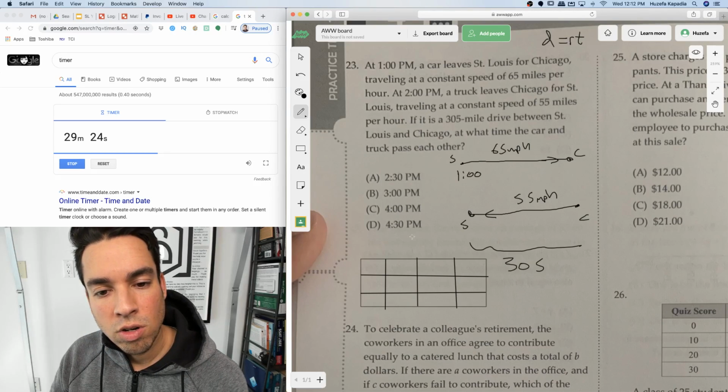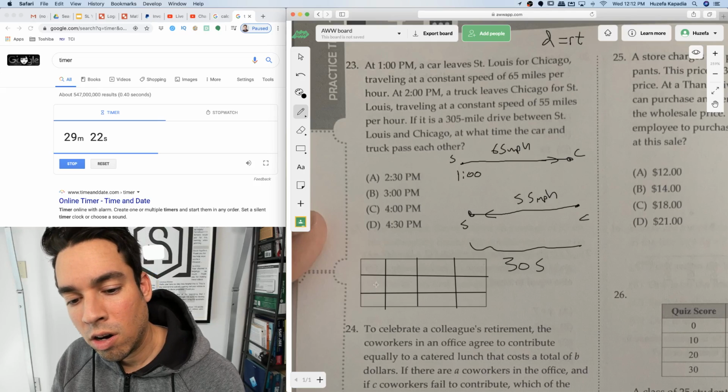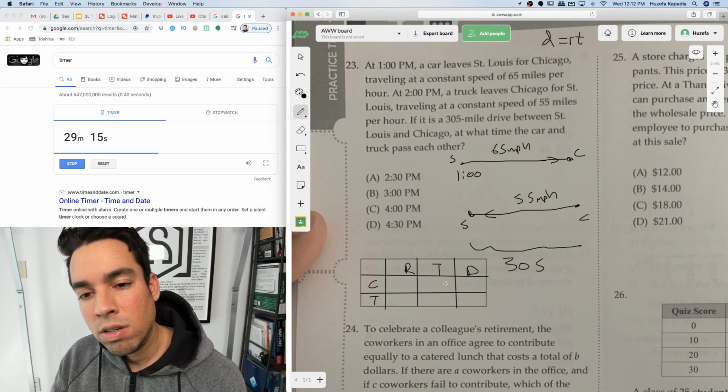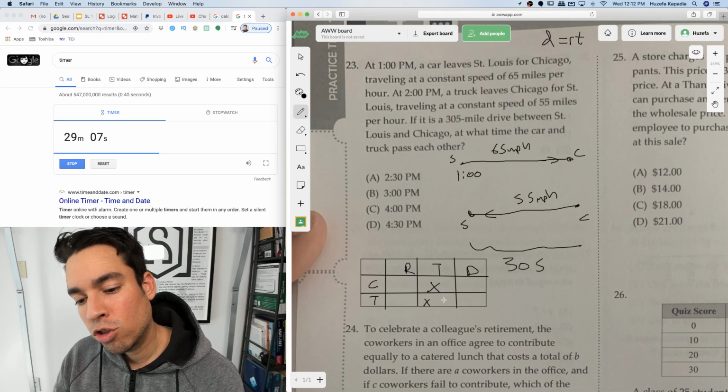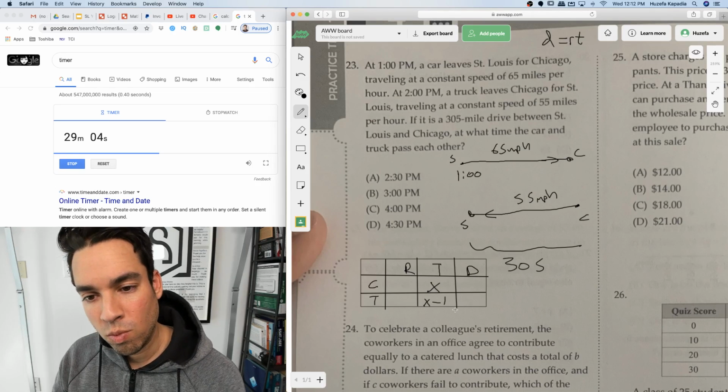All right, so we have car and we have truck. Rate times time equals distance. So the car leaves at 1 p.m. We'll just call it x. The truck leaves an hour later. So if he travels 2 hours, the truck is going to travel 1 hour less, right?